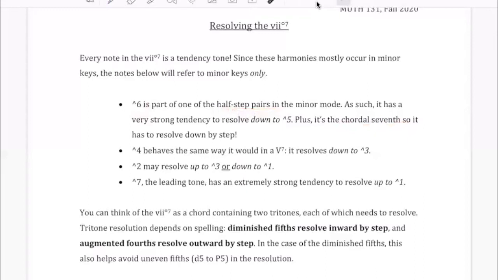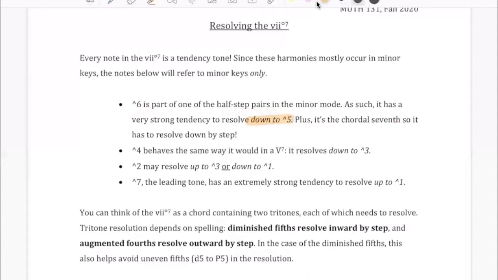Now, we remember when we learned how to write and resolve the V7 and later on the ii7, chordal 7ths always need to resolve downward. So for that reason, scale degree 6, the 7th of your vii°7, needs to resolve down to 5. So that's tendency tone number 1.